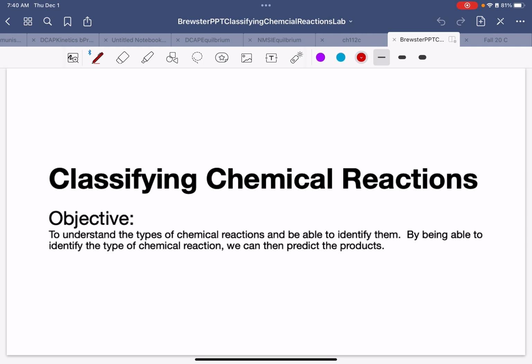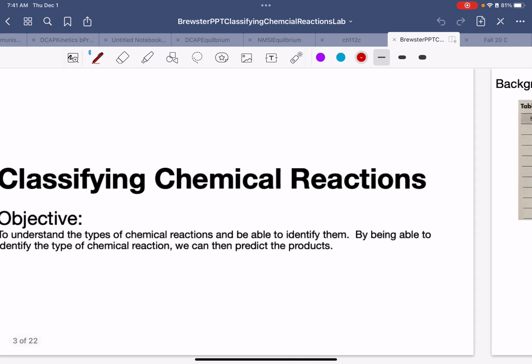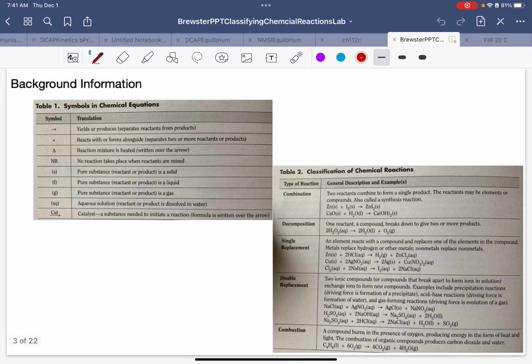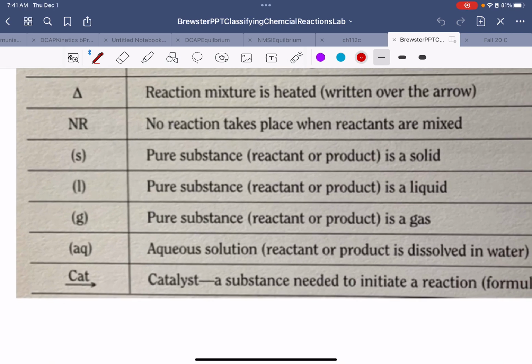So the main part of this lab objective was to start working on figuring out the 5 types of reactions and how to predict the products of those reactions. We had to look for observations and details. This slide here has lots of good information on it for y'all, including one of the things y'all struggle with, which is AQ.